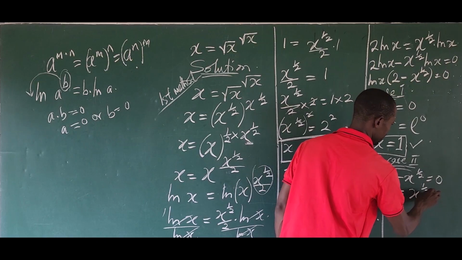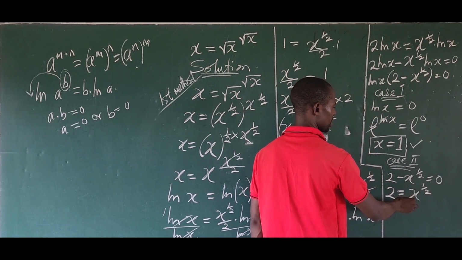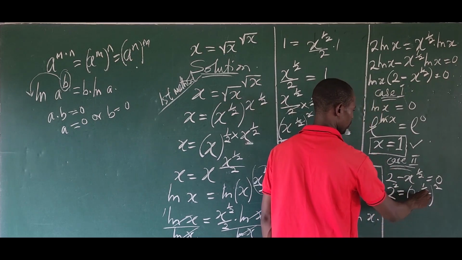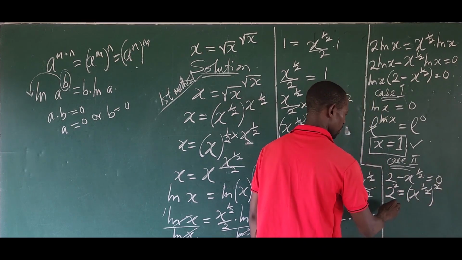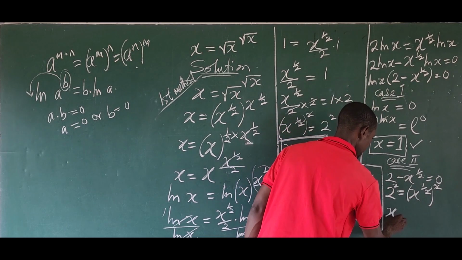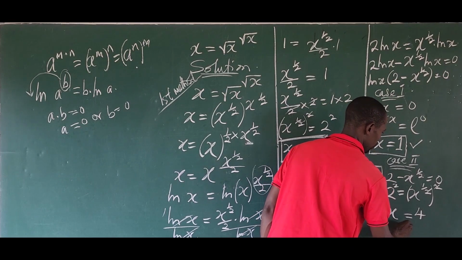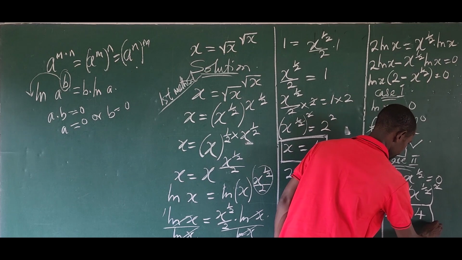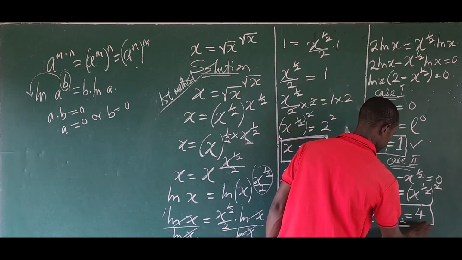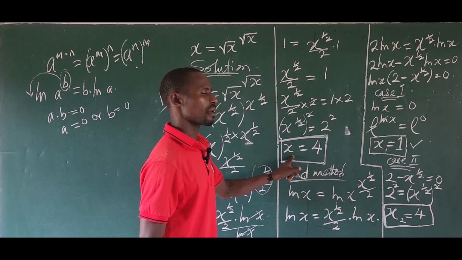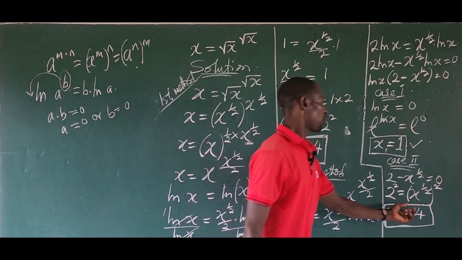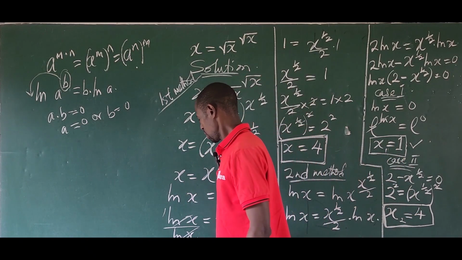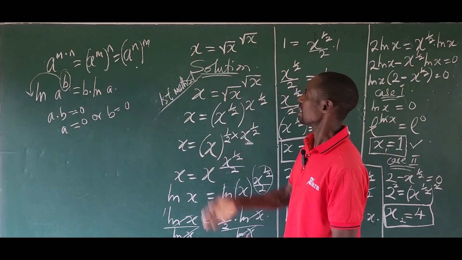We have to eliminate this half here. So we raise this to power 2, we raise this to power 2. So this will give us 4. So we're going to have x is equal to 4. This is our x2, this is our x1. So this is the first answer we got when we applied the first method. Okay, so 4 and 1 are the possible real solutions to this challenge here.